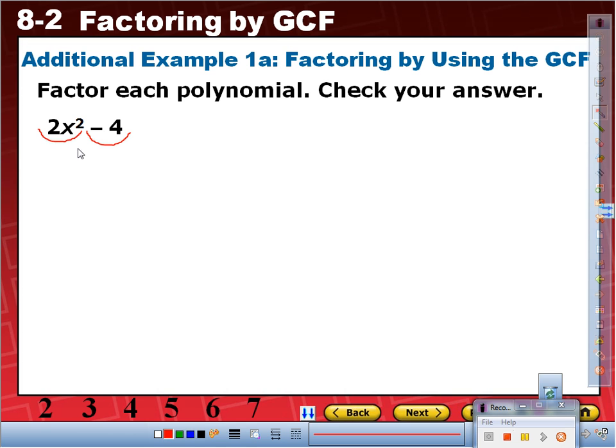I'm going to start with the numbers. What number divides into 2 that divides into 4? That is the greatest number that you can think of. And we think of number 2. Is that correct? Because both of these can also be divided by 1, can't they? Yeah, but the greatest number is 2.